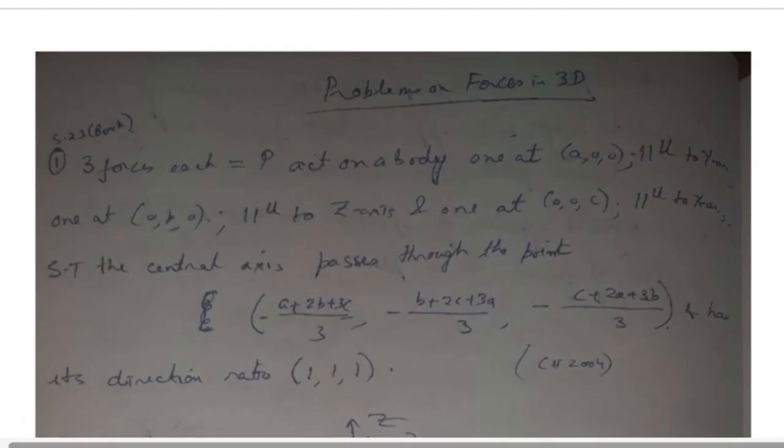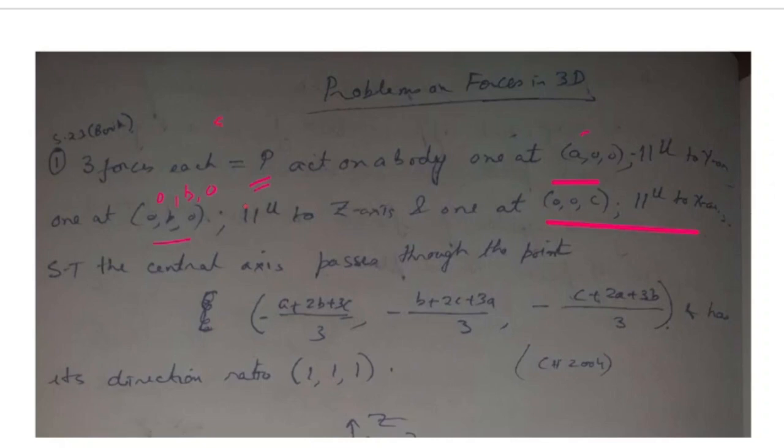Let's start with some problems on forces in three dimensions. First problem: three forces, each of magnitude P, act on a body, one at this point (0, b, 0) parallel to the y-axis, another at (a, 0, 0) parallel to the z-axis, and one at (0, 0, c) parallel to the x-axis. So these are the three forces.